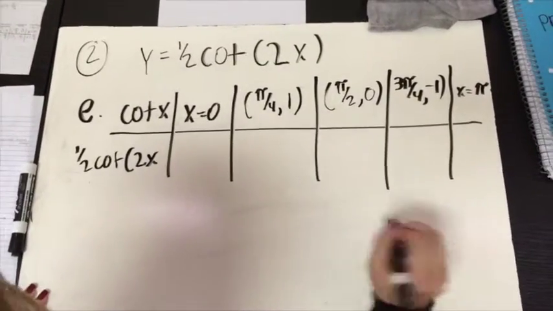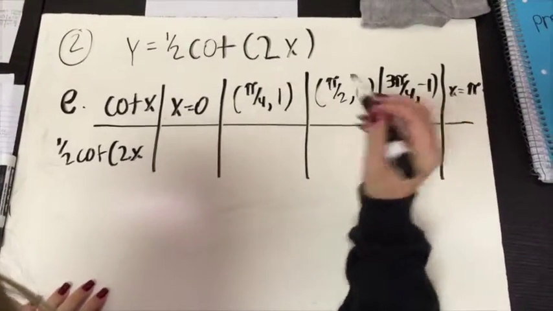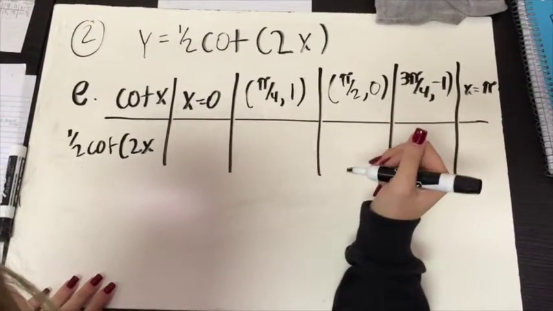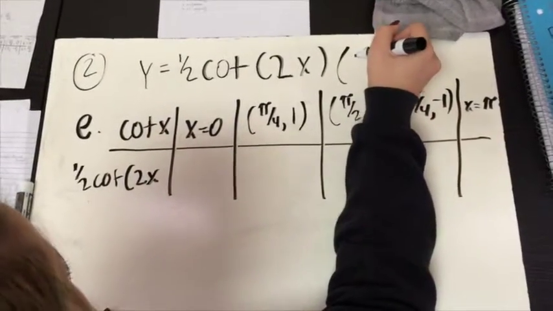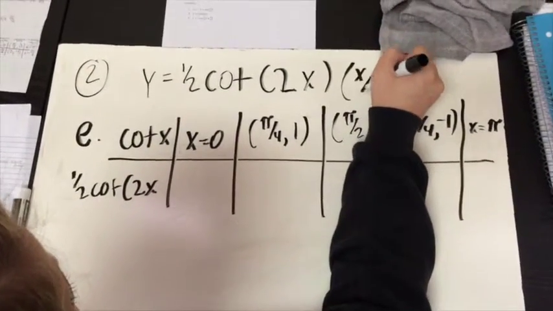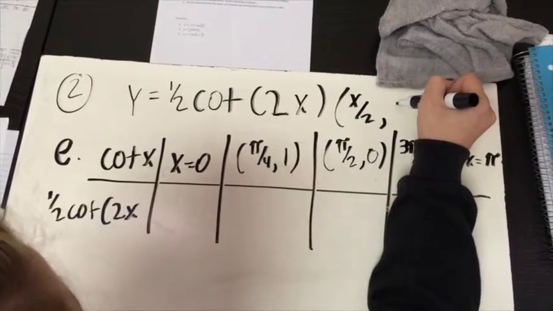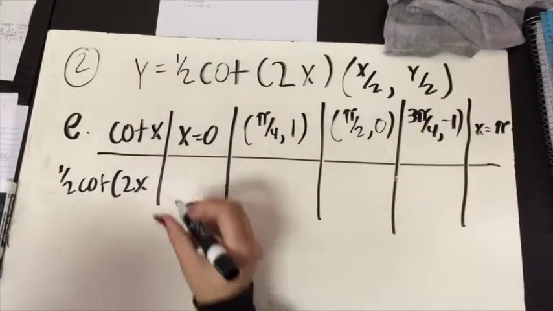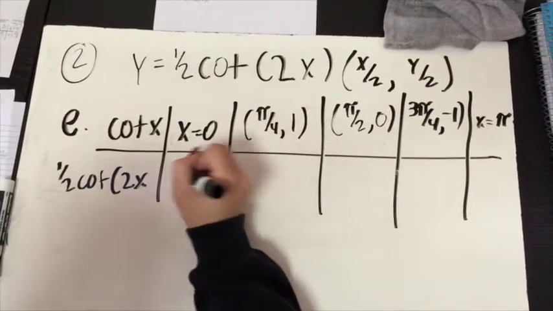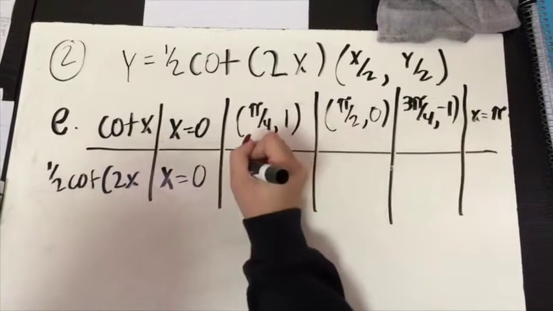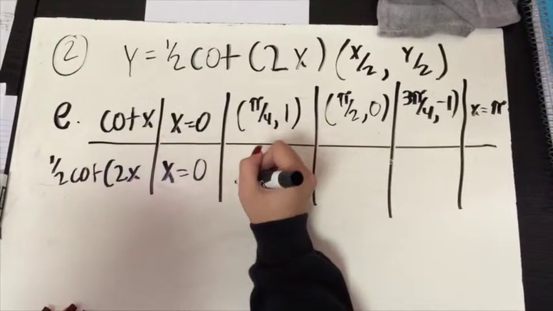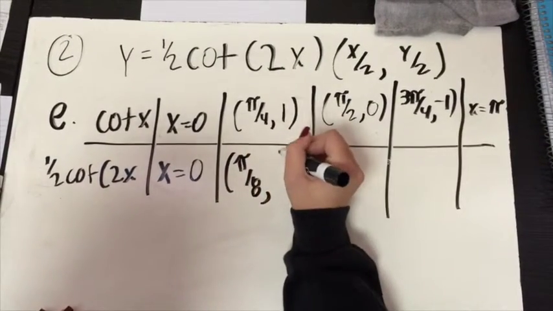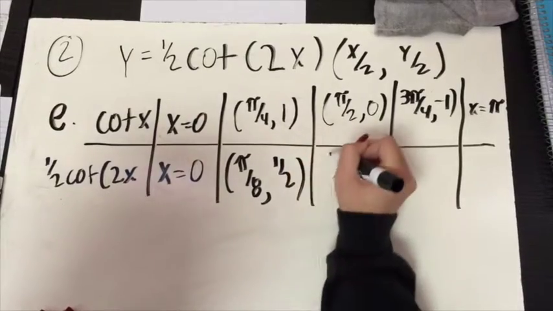Okay, so back in A, we figured out that the function was vertically compressed by 1/2 and horizontally compressed by 2. So anything that happens to the x is going to be x over 2, and for y, it's going to be y over 2. So 0 divided by 2 equals 0. Pi over 4 divided by 2 equals pi over 8. And 1 divided by 2 is 1/2.